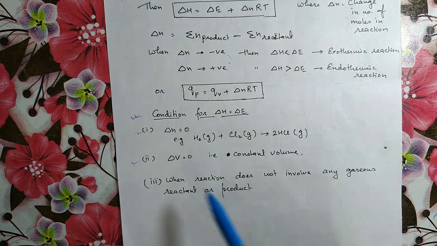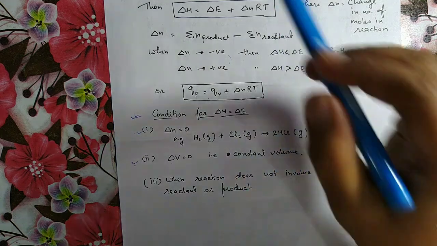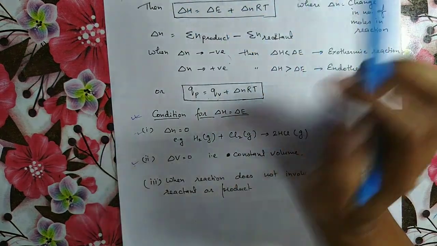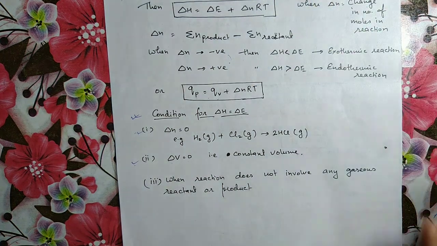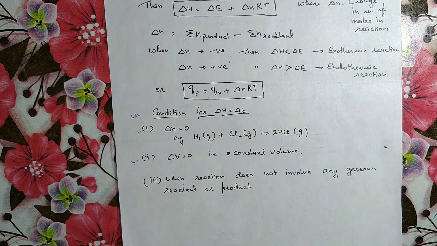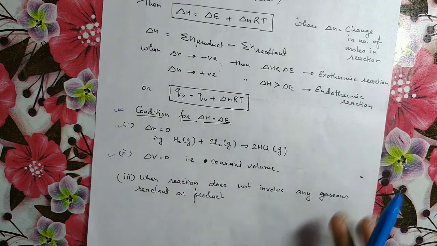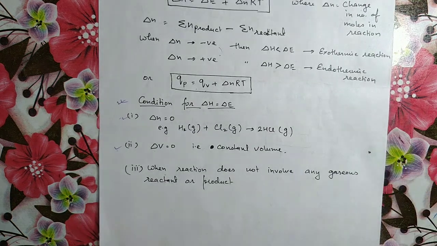Okay. The second condition is ΔV is 0. If ΔV is 0, then this ΔH will be equal to ΔE. If pressure-volume work is 0, then ΔH is equal to ΔE. It is the second condition. Then third, when the reaction does not involve any gaseous reactant or product at all. If gaseous reactant or product are not present, then ΔH will be considered equal to ΔE, because then pressure-volume work will be absent.